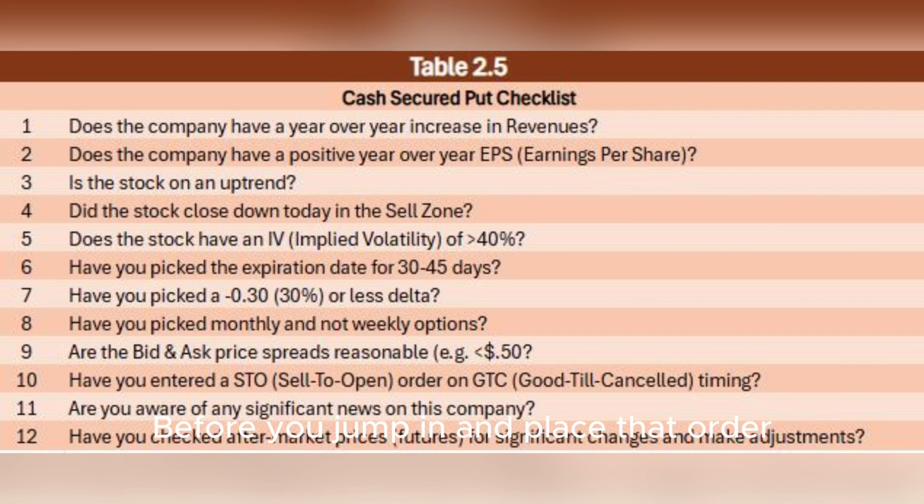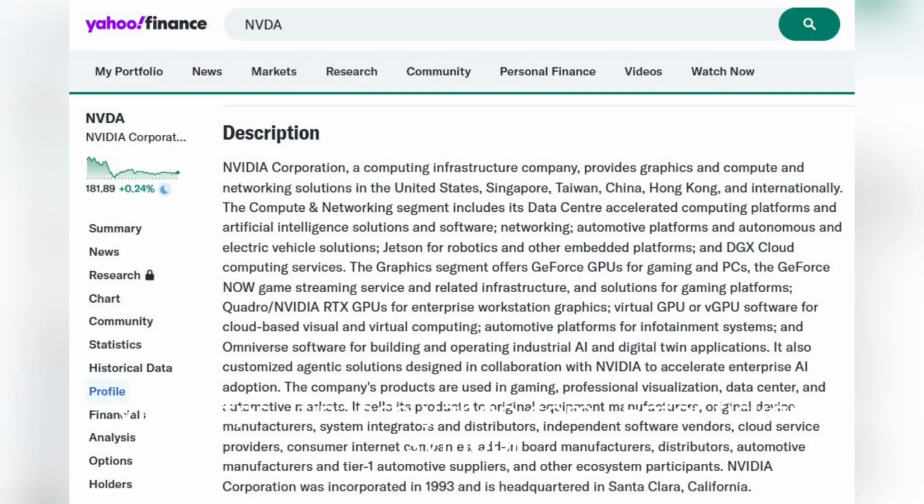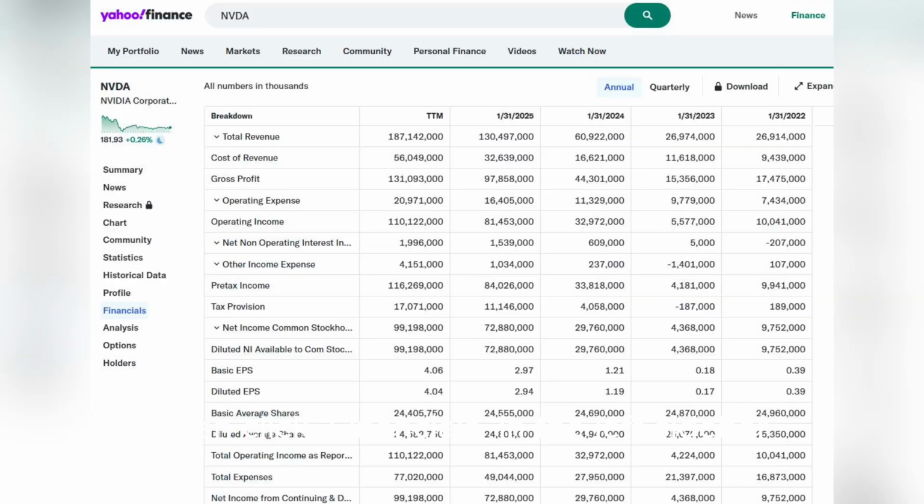Before you jump in and place that order, let's do a quick checklist. Item 1 and 2, revenues and EPS, earnings per share. Visit https://finance.yahoo.com. Enter ticker symbol NVDA in the search bar. Click Profile in the left sidebar. Then click Financials in the left sidebar. Check if revenues for the past few fiscal years increased year over year, and basic EPS, earnings per share, is positive and also increased year over year.